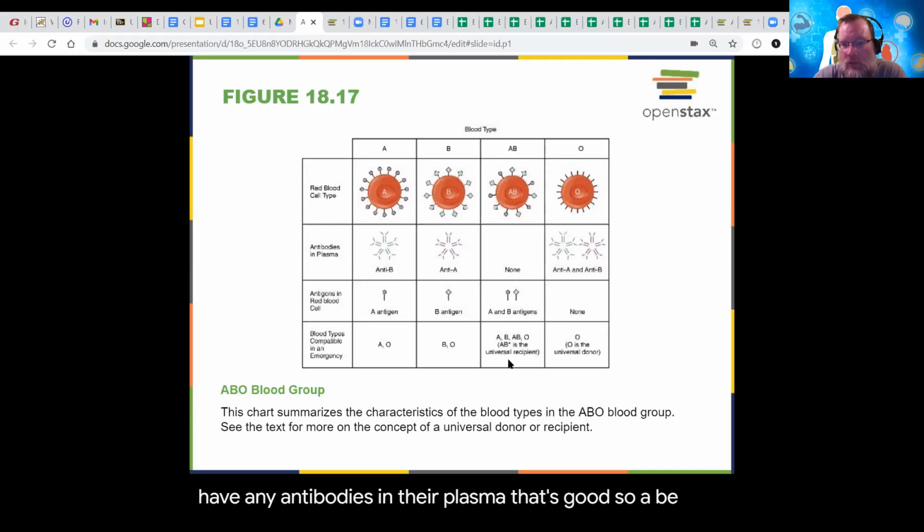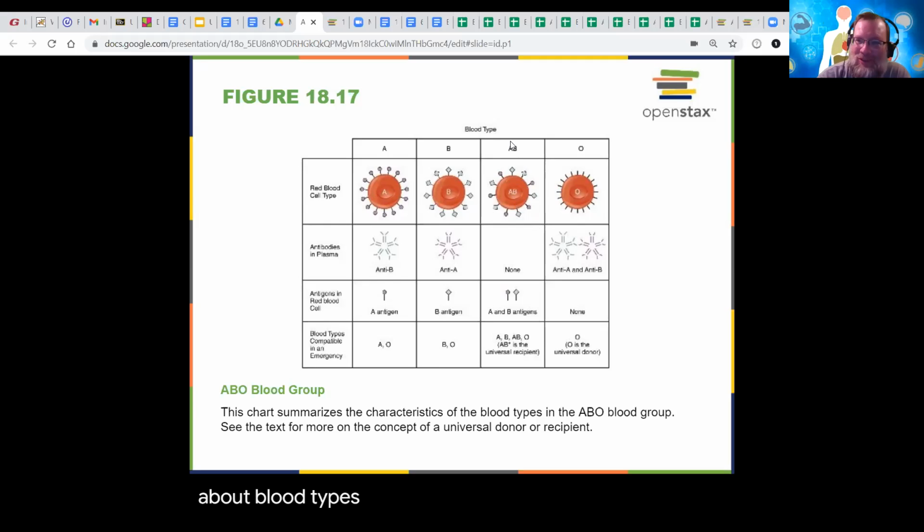So AB is the universal recipient. AB can get anybody's blood. So I could put this blood in AB and it's not going to clump because it has the A antigens and the B antigens. So I can give it anti-A or anti-B, both. They kind of cancel each other out. So AB is what we call the universal recipient. I can put any of these antibodies in an AB blood type. Nothing's going to happen. So anyway, O universal donor, AB universal recipient. That's really all you need to know about blood typing for now.